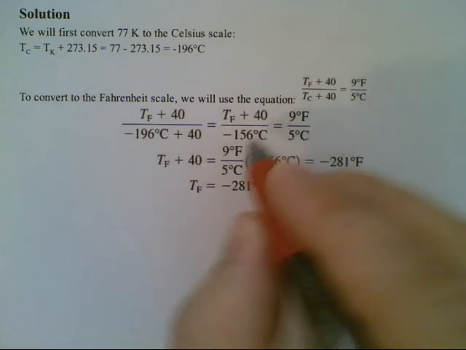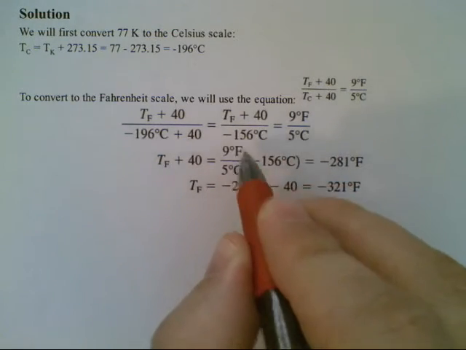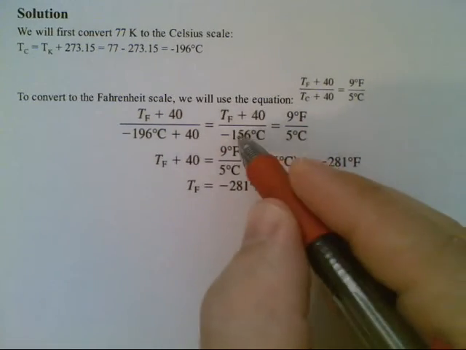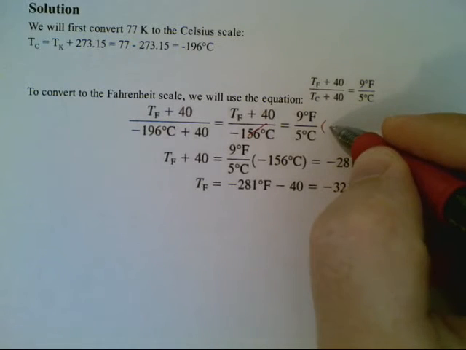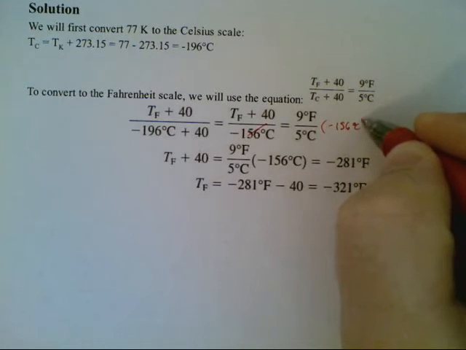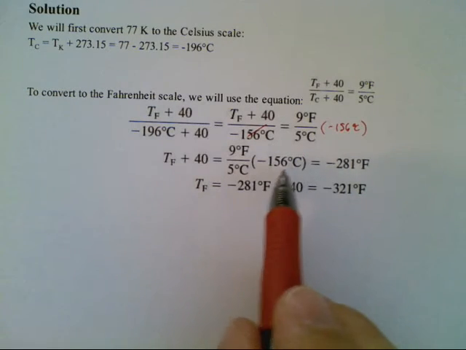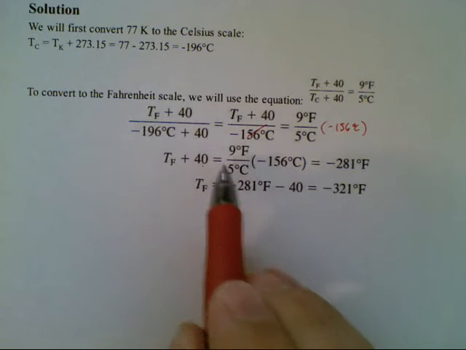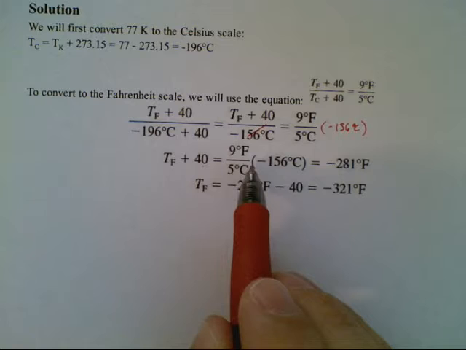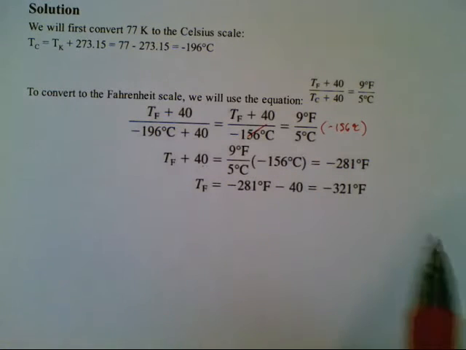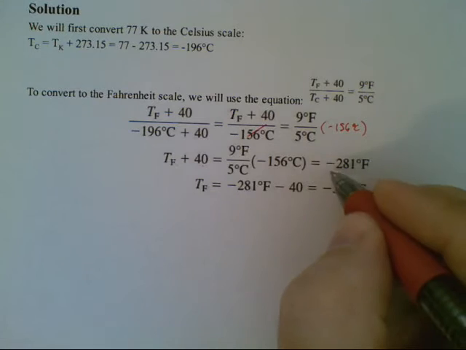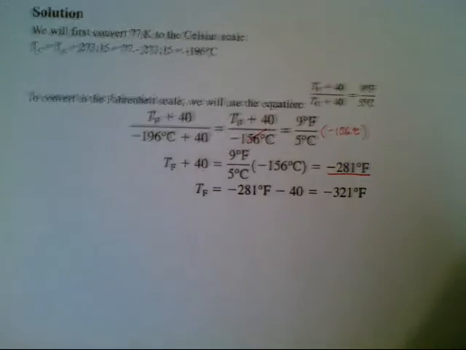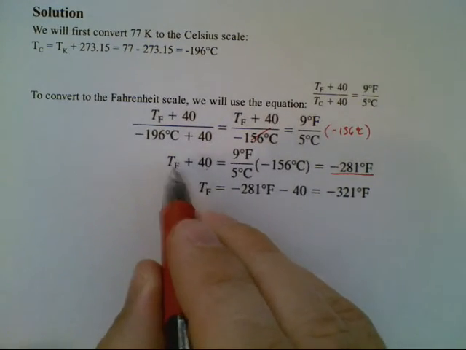I hope you can see what happened here. I multiplied both sides by negative 156 degrees Celsius. That means that this got to cancel, and now it's multiplied over here. And so that's why we can now write this equation as the Fahrenheit temperature plus 40 is going to be equal to this 9 over 5 ratio multiplied by the negative 156 degrees Celsius. That is going to equal negative 281 degrees Fahrenheit.